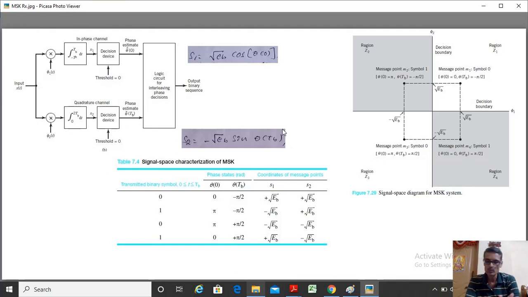Okay. So this is what I have explained in this particular video: the MSK transmitter, waveform representation, the block diagram, and how to decode or demodulate the MSK signal by using a coherent detection method.